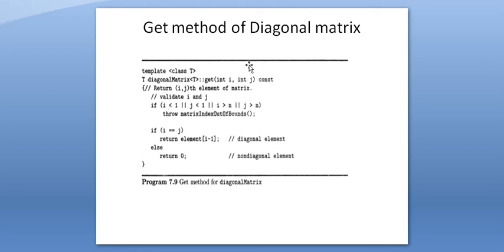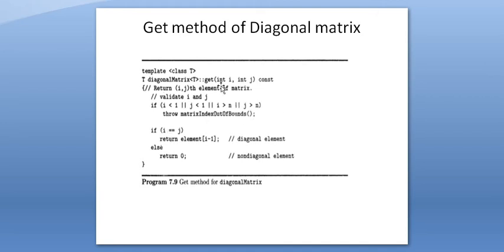Suppose the user accidentally enters something like 0,0. When 0,0 is addressed, i is less than 1 definitely, so that condition is true, and you're going to get the message matrix index out of bounds. So this prints a message: matrix dimension should be greater than 0. Please enter a valid number.